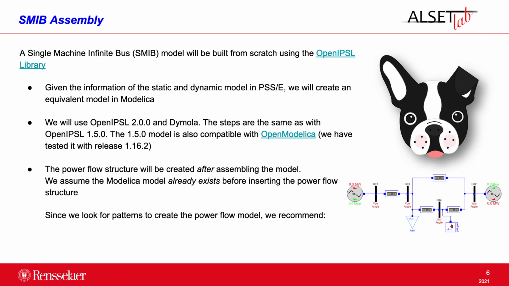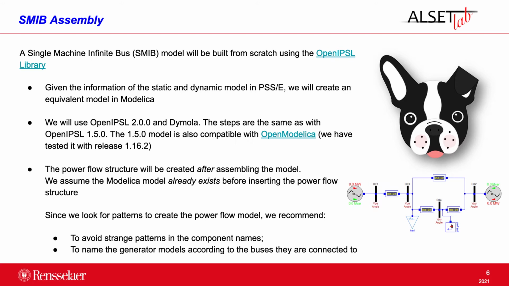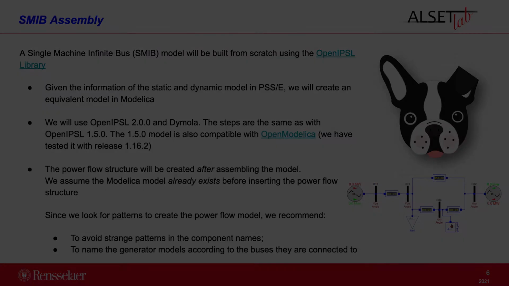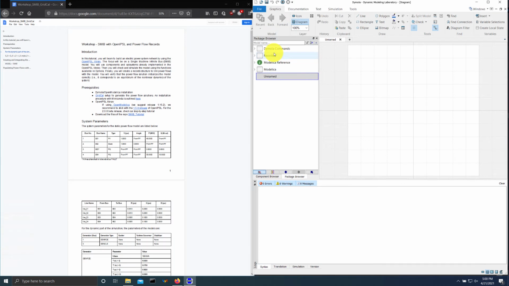In case you already have an existing model and you would like to incorporate the power flow structure, we recommend to avoid strange patterns in the component names and to name the generator models according to the buses they are connected to. Basically, this tutorial and the way we will name variables, generators, lines, etc. represents what we think is a good practice for developing power system models with our library. Okay, so now we will assemble an SMIB model from scratch.